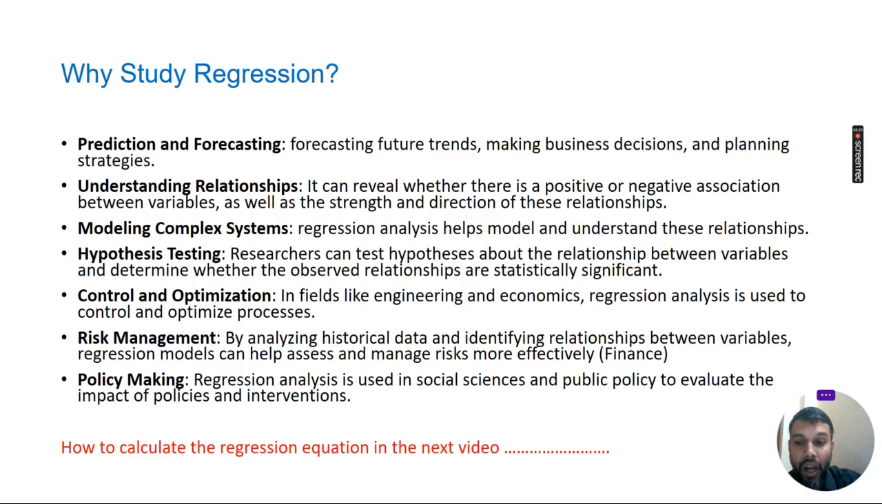Now, how to calculate the regression equation will be the content for the next video, where I will teach you how to calculate the regression equation using the least square method and the step deviation method. You can do it using a pen and paper, and I will also use a software, because in today's day and age, understanding or interpreting the relationship is more important than calculation. So see you in our next video.